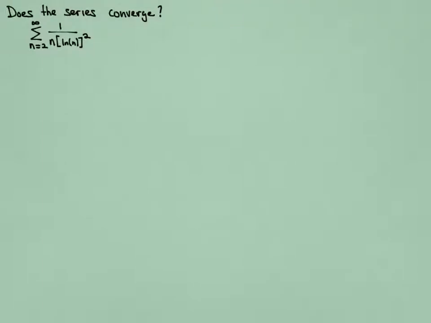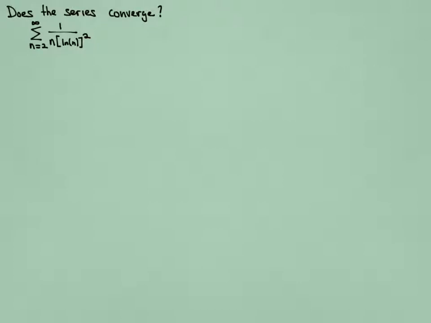In this video, we'll decide if the series whose terms are 1 over n times the log of n squared converges or diverges. I've decided to start the series at n equal to 2 because at n equal to 1 the logarithm is 0 and I would be dividing by 0, and that avoids that issue.